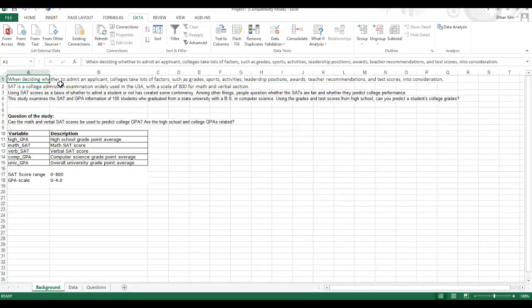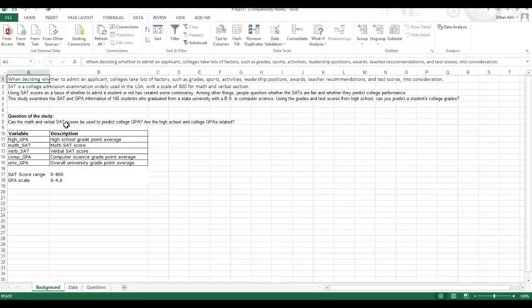But when deciding if the college is going to admit the student or not, the colleges are going to look at their grades, activities, if they had any awards, test scores, and so on and so forth. But what we're looking at here, our study of focus, is if the college GPA is related to the SAT score, meaning the college examination score. So people say that it's an indicator of how well they're going to do in college. So we're going to see if that is true.